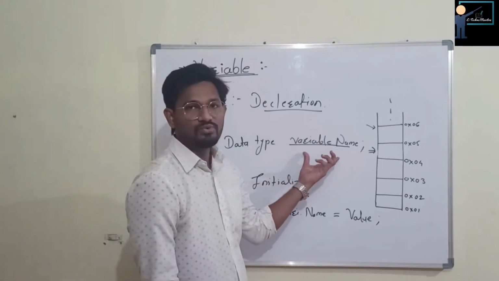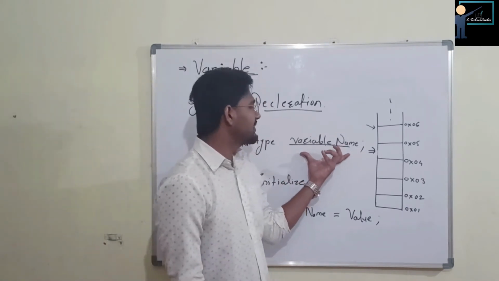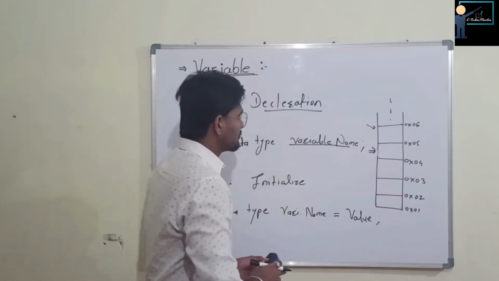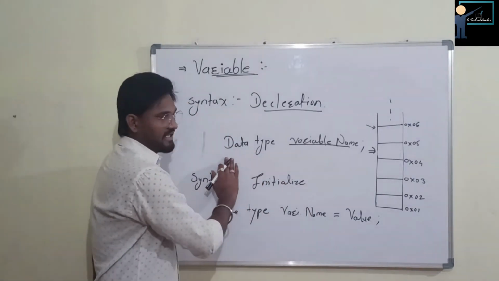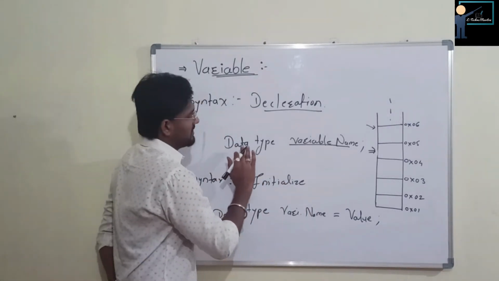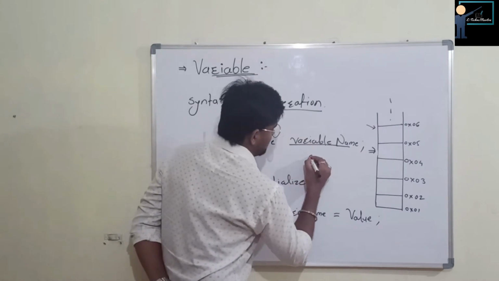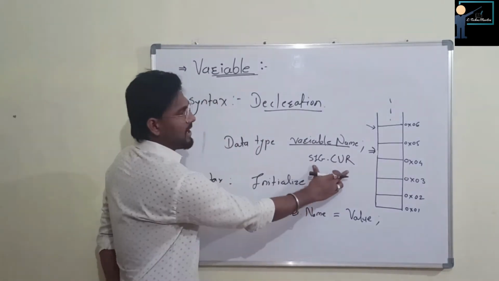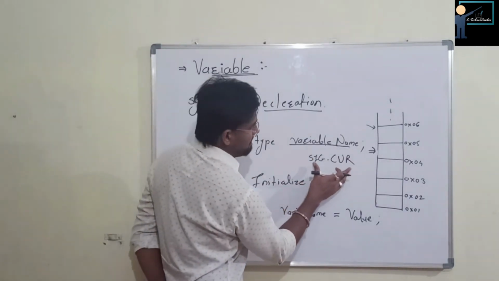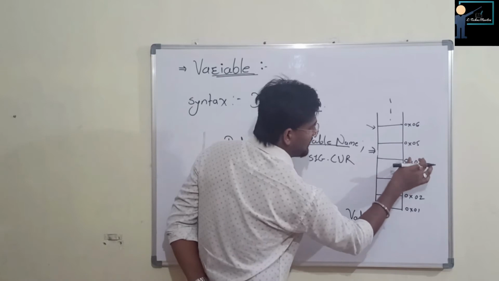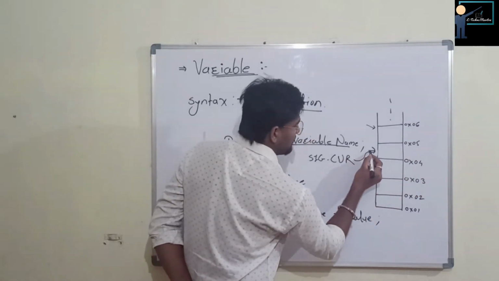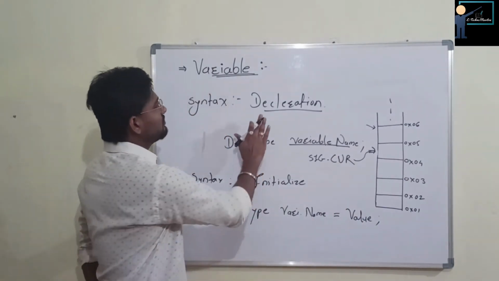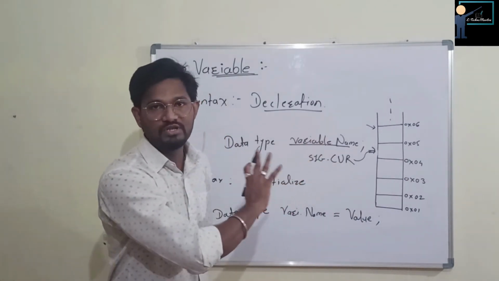So declaration means what? Simply you declare a name, or you are labeling a name to a memory location. If I write a variable name, I will explain the data type later. But if I write any variable name like signal underscore CUR, this is a variable name. Declaration means I am just mapping this name with a particular memory location. For example, I am mapping this name with 0x05. So declaration only maps the name with a memory location.